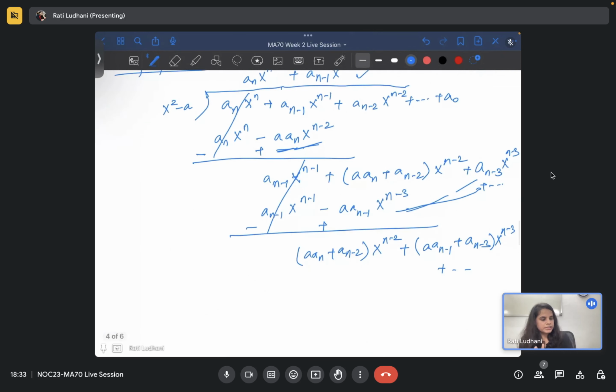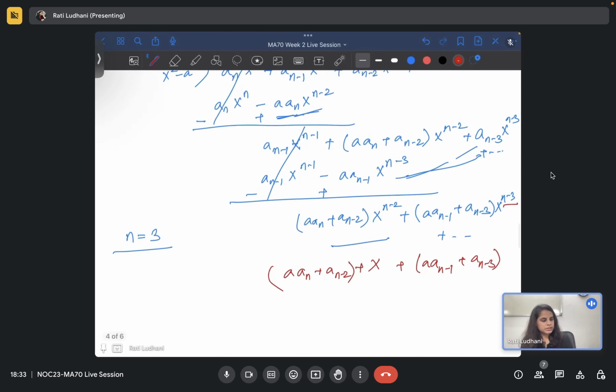Okay, so if I say, for example, n is equal to 3, then what will you get? You have to stop here only, because for n equal to 3, this part is just x times (a_n plus a_(n-2)), and here you have a_(n-1) plus a_(n-3), so there is no power of x. The power of x is 0 if n is 3. So you will get this. Now your n is 3, so this is 3 and this is 1.